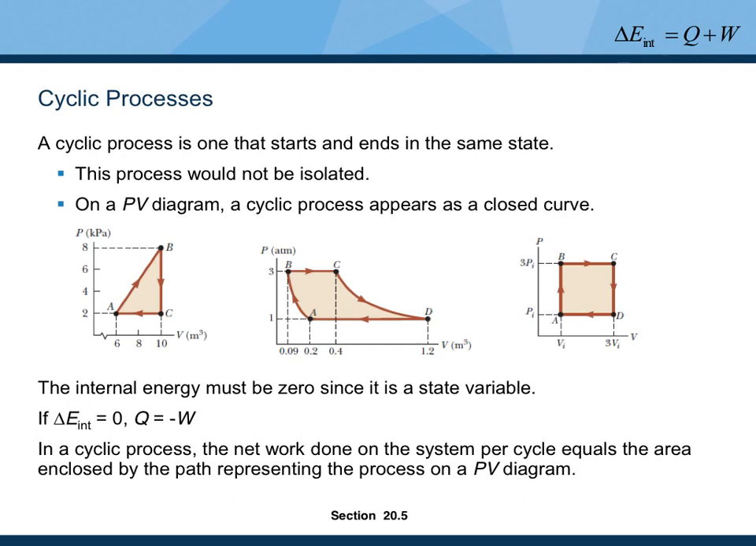We usually will focus on cyclic processes. A cyclic process is one that starts and ends in the same state, like this. A cyclic process will not be isolated. On a PV diagram, a cyclic process appears as a closed curve, like this.